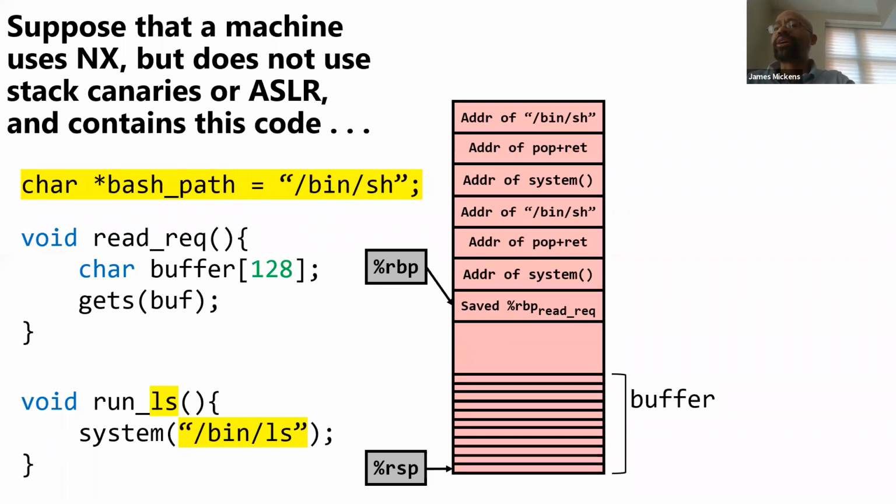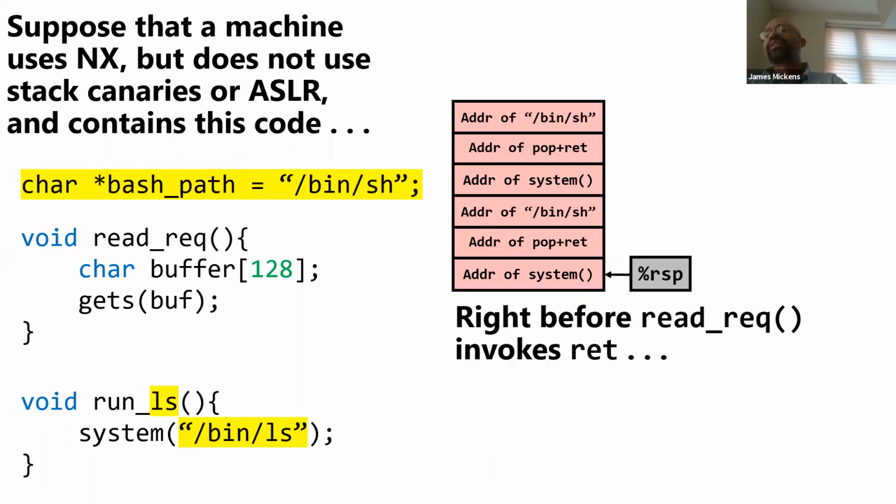Now this is a bit subtle and a bit complicated, so let me simplify the diagram. We're going to ignore RBP because it doesn't really matter for this attack. So here's what the stack is going to look like immediately before read_request invokes ret. In other words, read_request has popped all the local variables off the stack. Now read_request is about to invoke the ret instruction. What's that going to do?